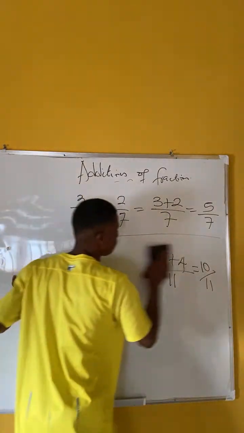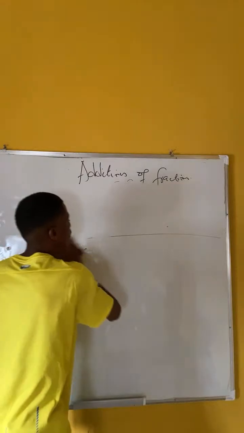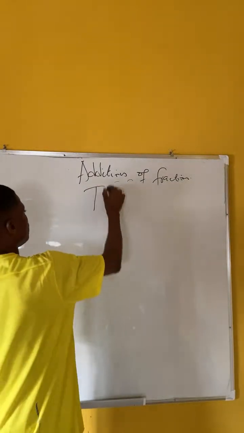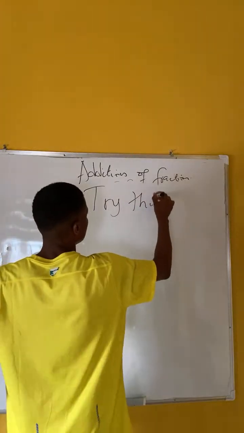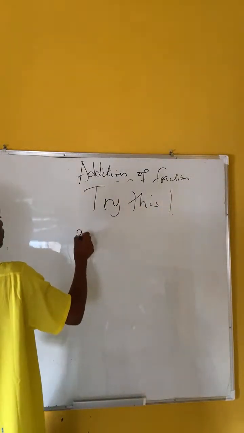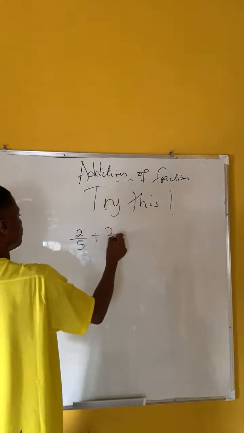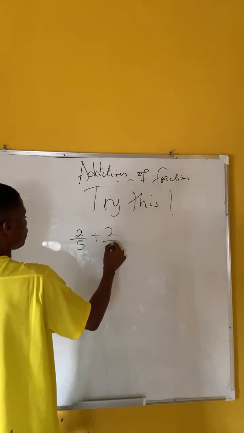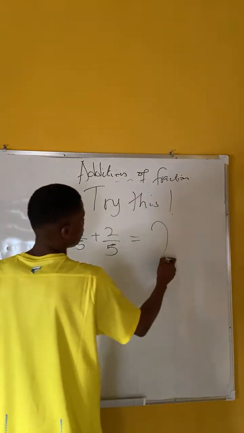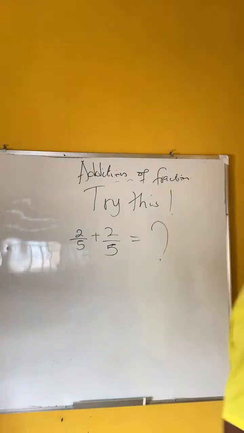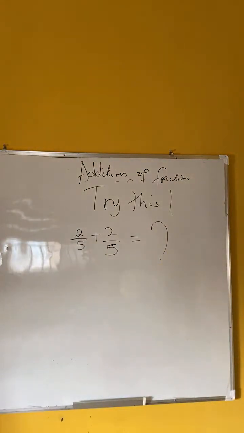Okay, let's continue. I want you to try this one. Try 2 over 5 plus 2 over 5. Should be what? Let me know the answer in the comments.